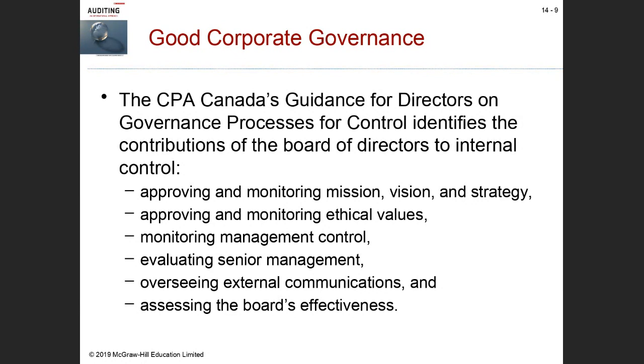So what types of things should the board of directors be doing in order to have good control over a business? So this PowerPoint addresses some of the things that you would expect to be occurring at the highest levels in the company. The first one, approving the mission, vision, and strategy, right? Why are we here, right? What is it that we want to become? That's the vision.